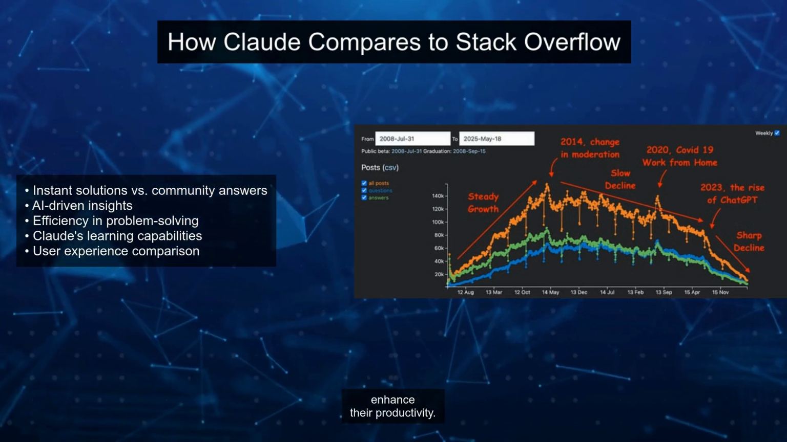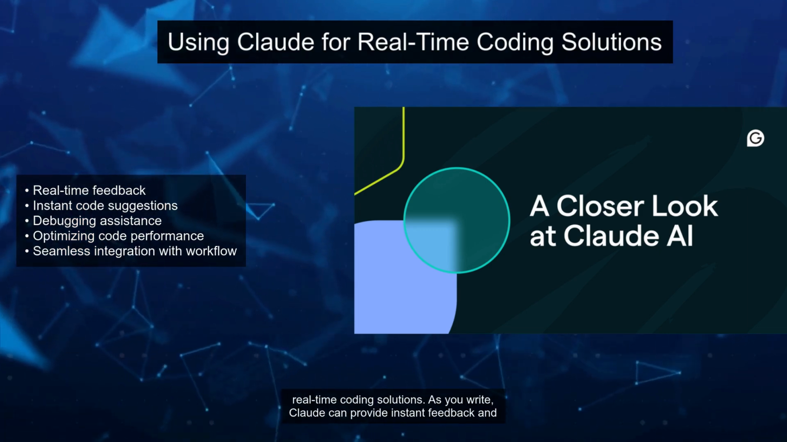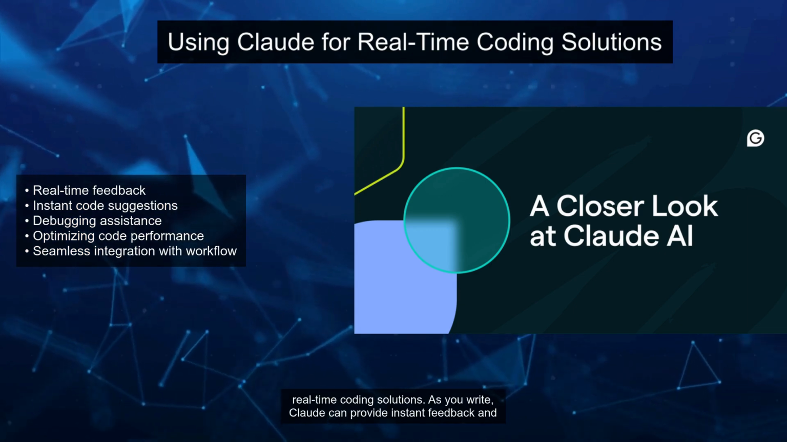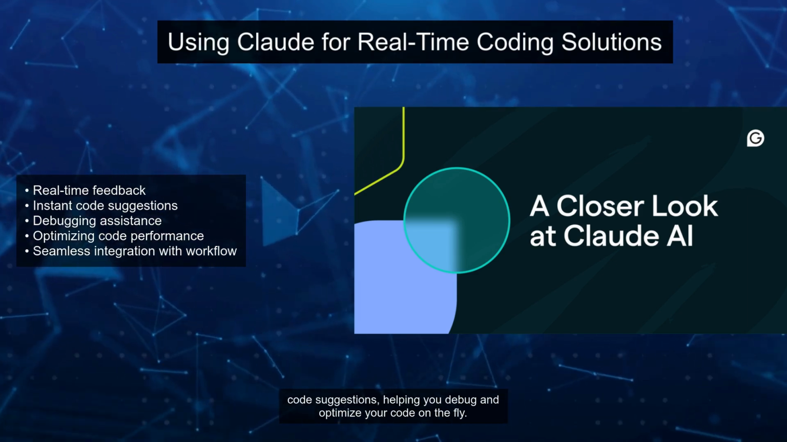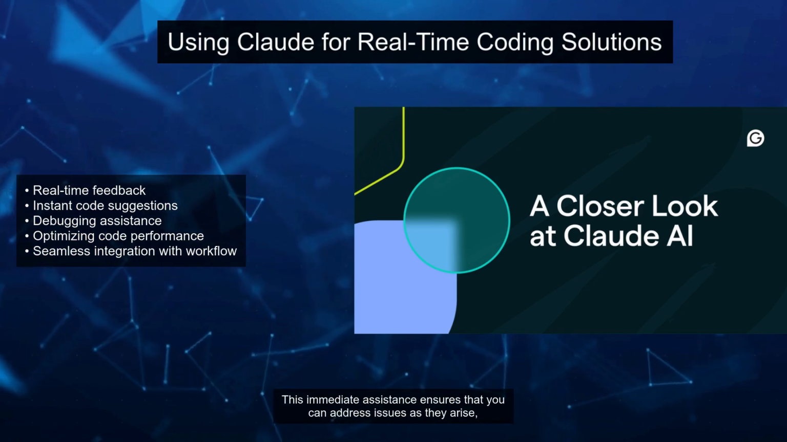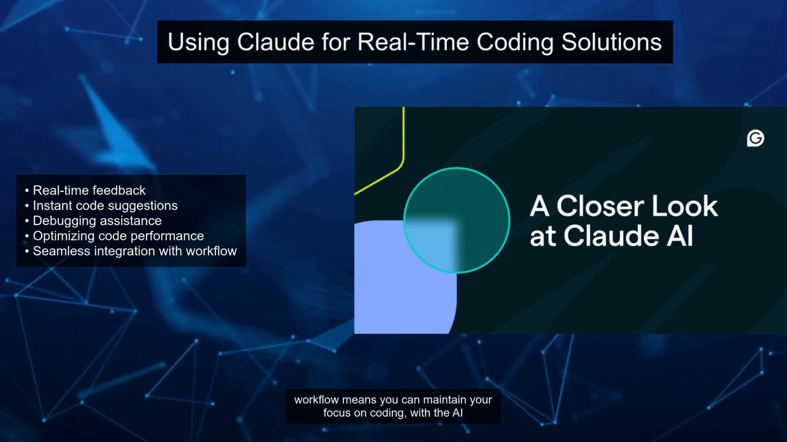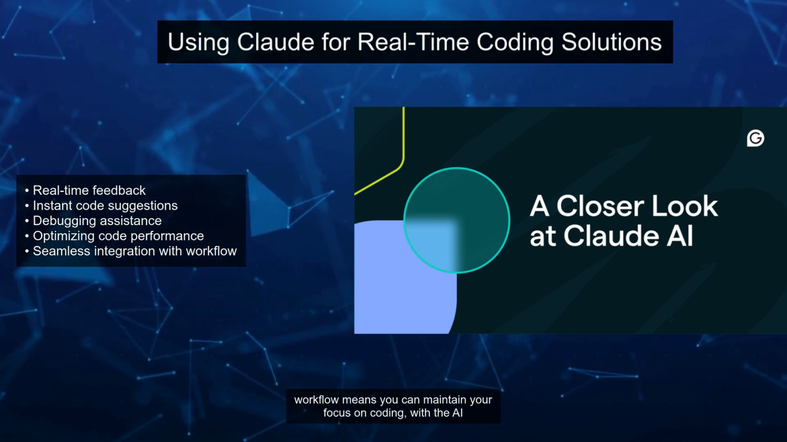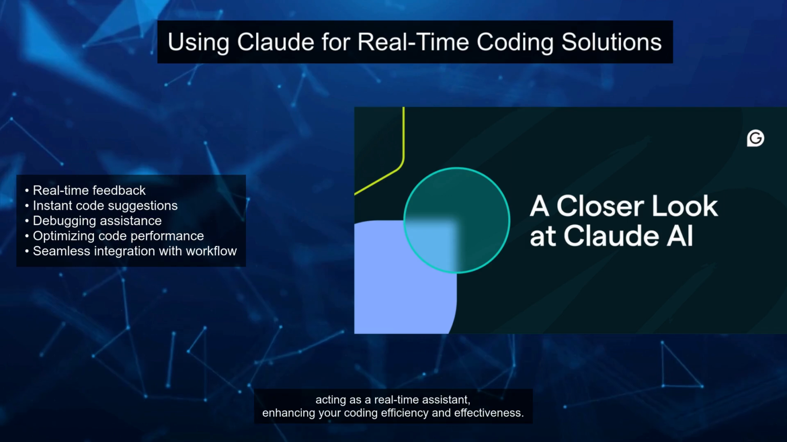One of the standout features of Claude is its ability to offer real-time coding solutions. As you write, Claude can provide instant feedback and code suggestions, helping you debug and optimize your code on the fly. This immediate assistance ensures that you can address issues as they arise, significantly reducing the time spent on troubleshooting. Claude's seamless integration into your workflow means you can maintain your focus on coding, with the AI acting as a real-time assistant, enhancing your coding efficiency and effectiveness.